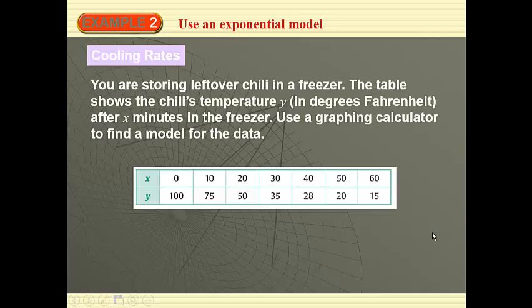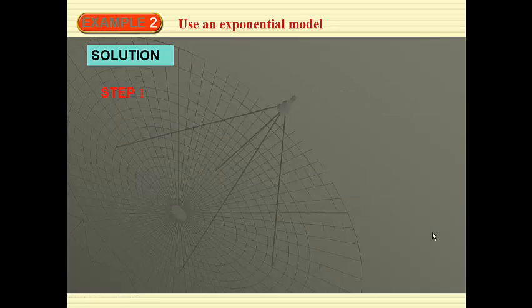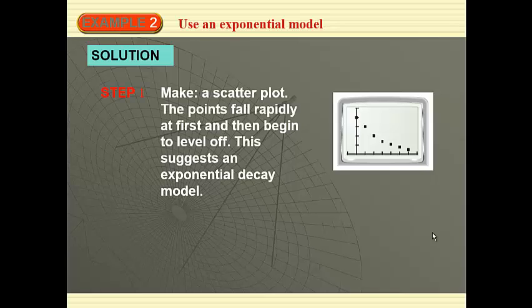So now the solution for this example is step number 1, make a scatter plot. The points fall rapidly at first, then begin to level off. This suggests an exponential decay model. So as you can see, the points are falling rapidly at first, then begin to level off. So this is an exponential model, and it looks like a quadratic, but if you do second step and third step, you will see it's exponential.